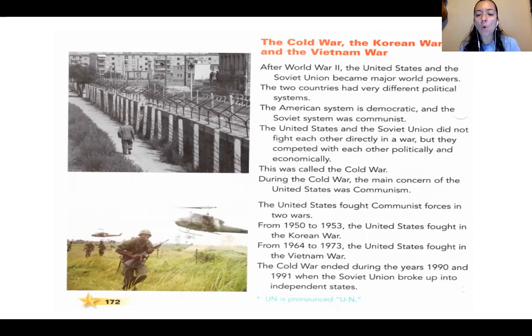During the Cold War, the main concern of the United States was communism. The United States fought communist forces in 2 wars. From 1950 to 1953, the United States fought the Korean War. From 1964 to 1973, the United States fought in the Vietnam War. The Cold War ended during the years 1990 and 1991, when the Soviet Union broke up into independent states.